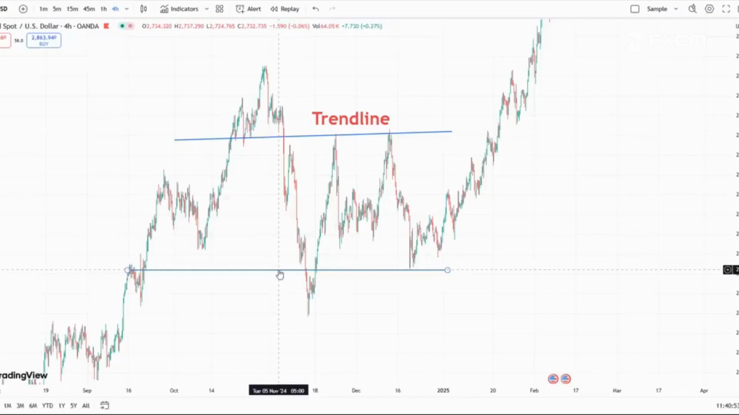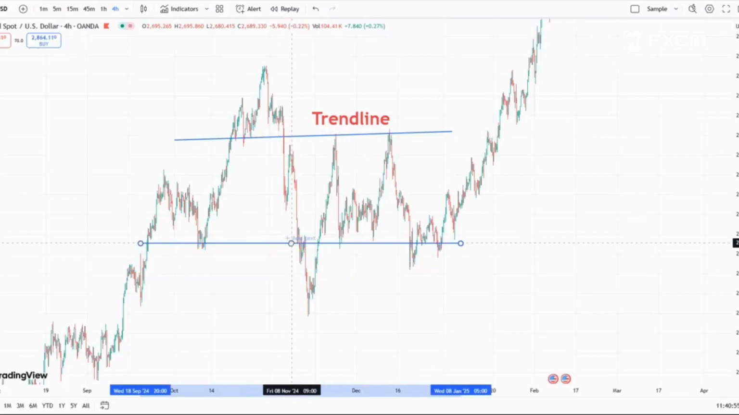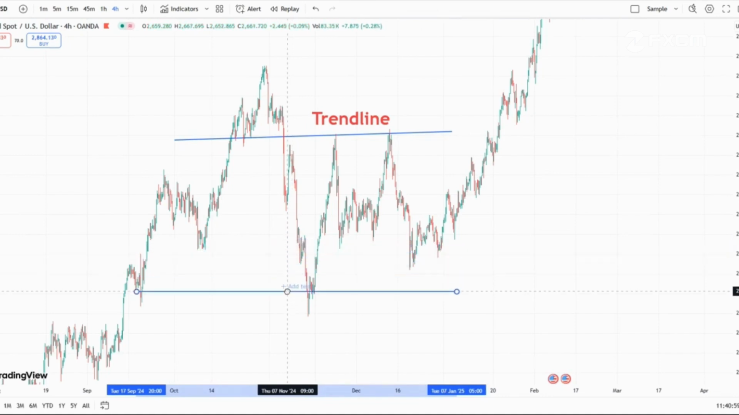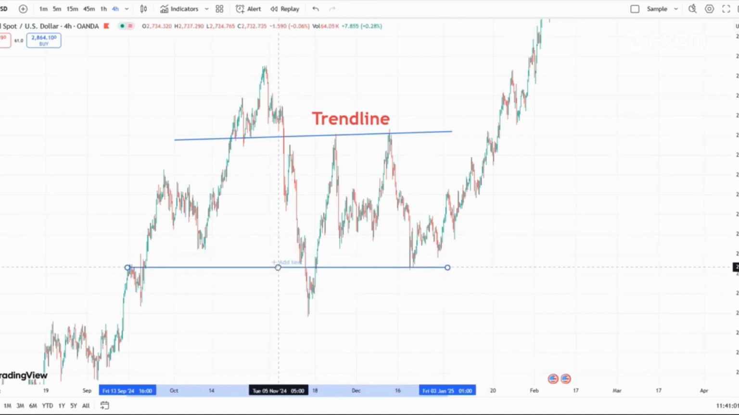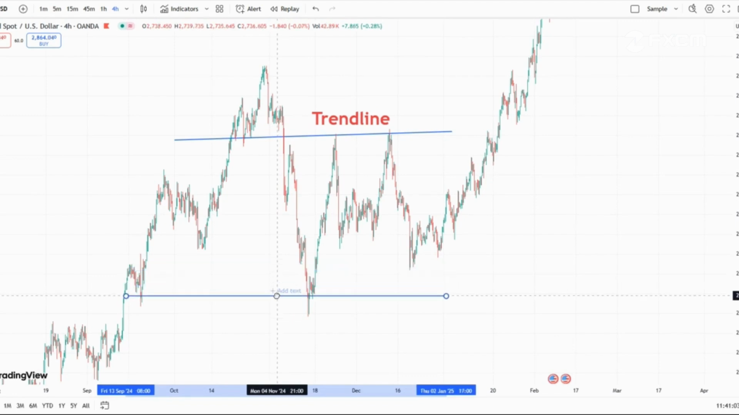Drawing trend lines on gold/US dollar using TradingView is an effective way to identify key trading zones. By following these steps and combining trend lines with other tools, traders can improve their accuracy in spotting potential trade opportunities.